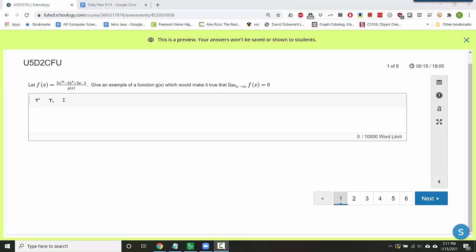Okay, let's do a check for understanding walkthrough. So in this question, we've got a rational function with a 10th degree numerator and some unknown function g of x in the denominator. And I want to know what could g of x look like, which would make it true that the limit of this function as x approaches infinity equals 0.